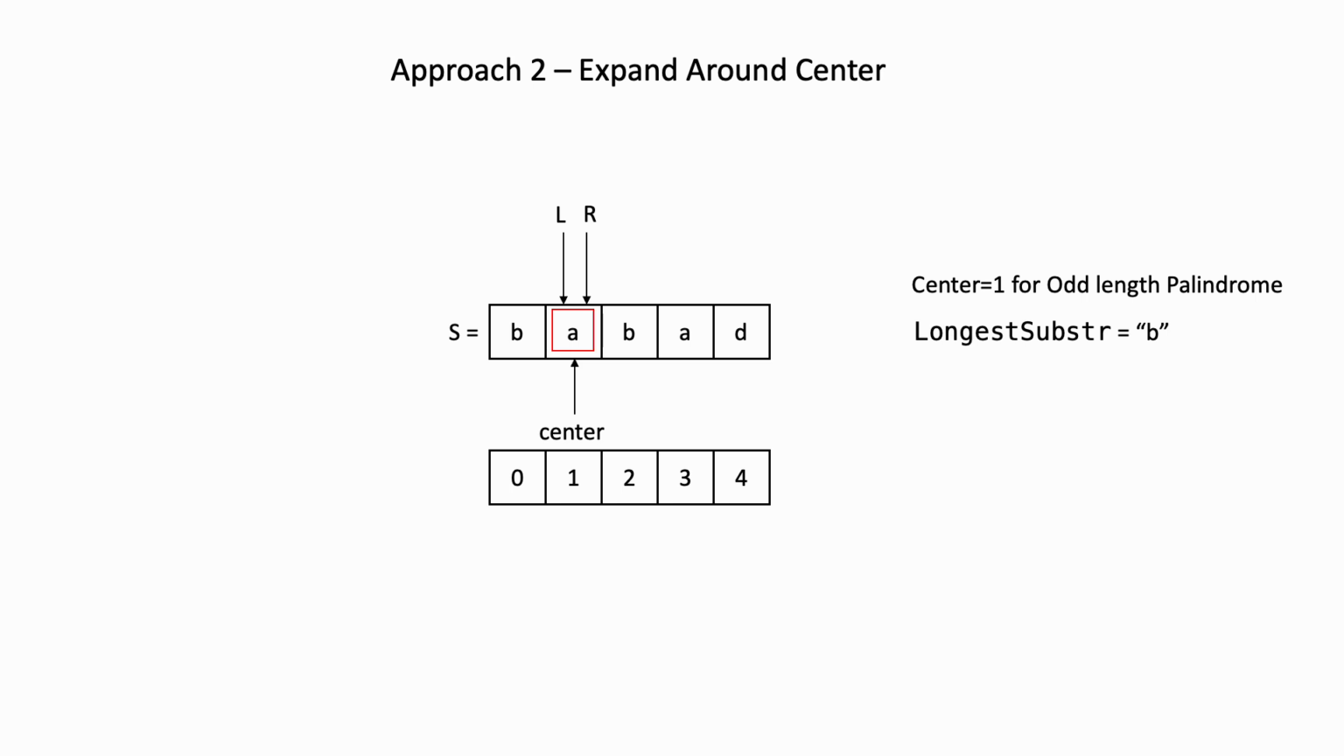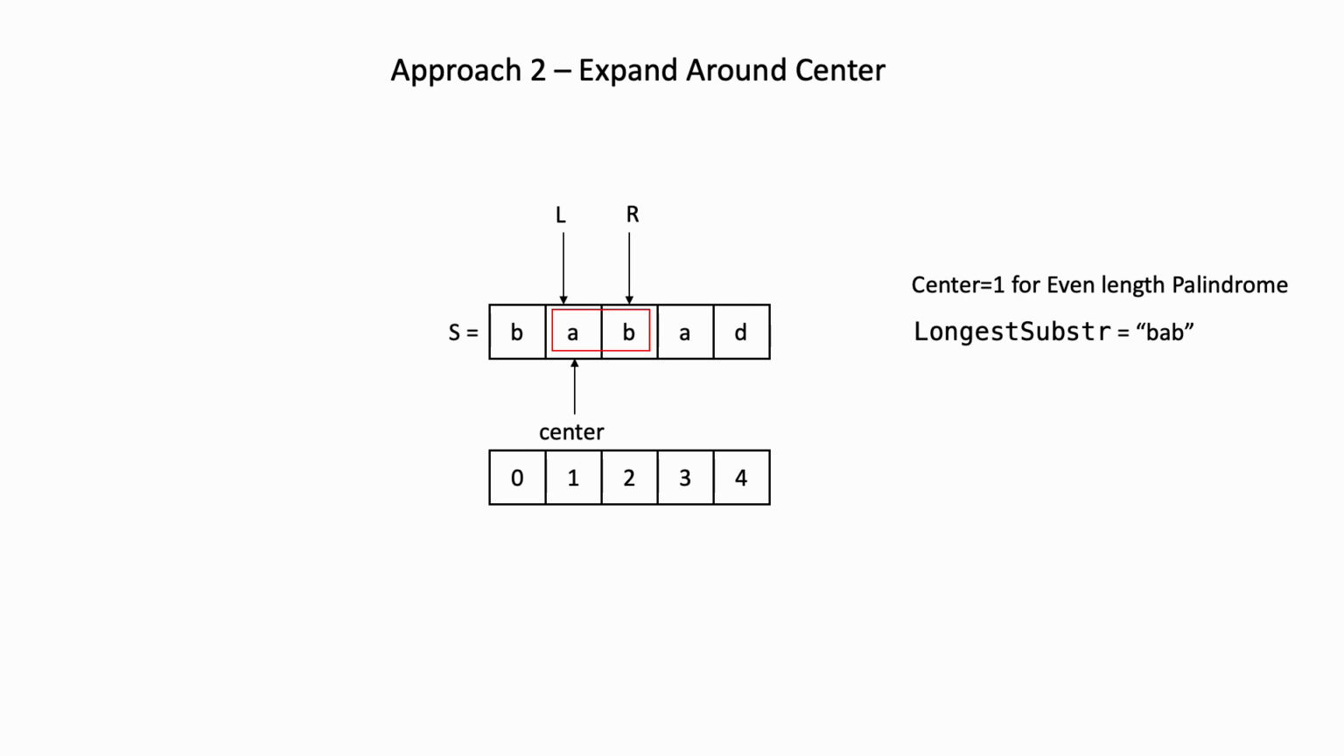Next, we increment the center to pick index 1 as the center. The current substring is A, so now we will expand the left and the right pointers. After expanding the substring, the new palindromic substring is BAB. We can't expand the substring to the left because the left pointer is already at the left edge of the string. So for center 1, BAB is the longest substring of odd length. Because the length of BAB is greater than the current longest substring so far, which is B, we update the value of the longest substring to BAB.